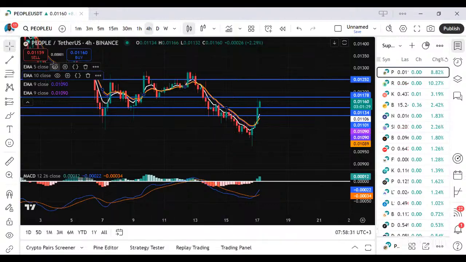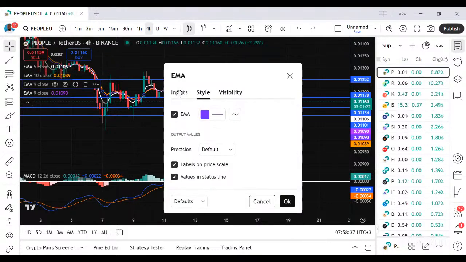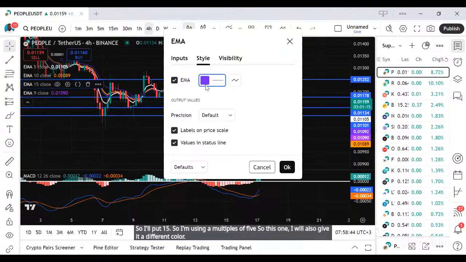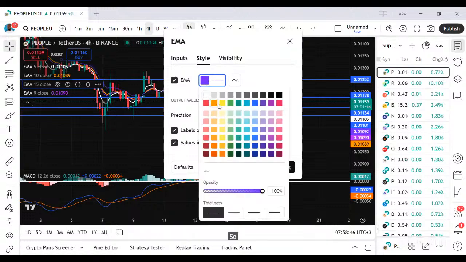So this is 5, this is 10, and this is 15. So I'll put 15. I'm using multiples of 5. This one I'll also give a different color. That one was orange, yellow.